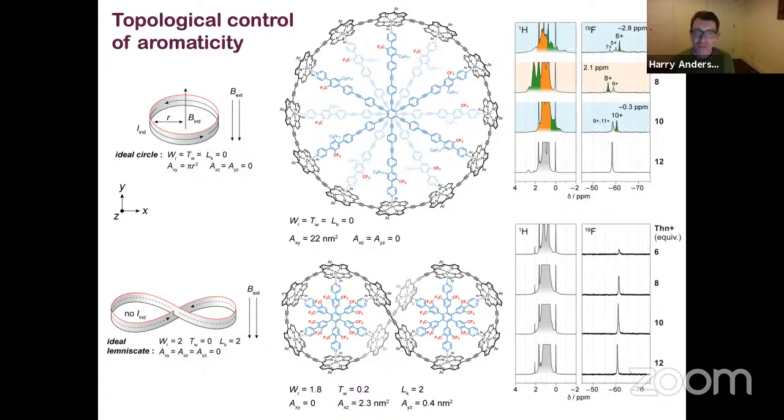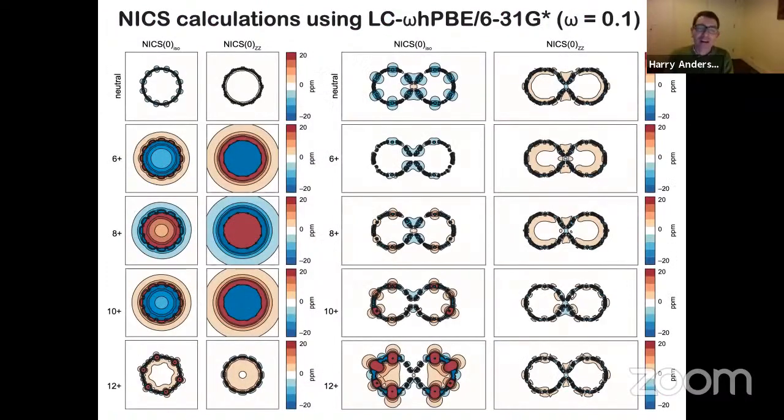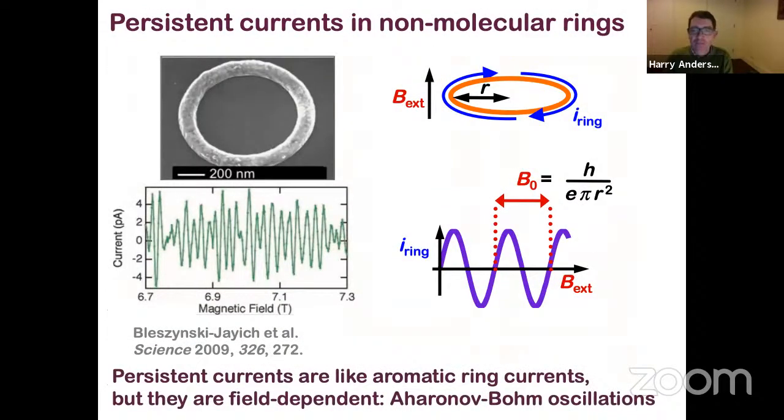And one reason why I'm interested in these large aromatic rings is that you get similar behavior to aromaticity in non-molecular rings. So if you have a ring of aluminium metal, and you place it in a magnetic field at low temperature, you get a ring current which carries on indefinitely. So it's not dissipated. Even though the ring has some resistance, the current is not dissipated. It's a quantum mechanical feature of the ring. So it's very much like an aromatic ring current.